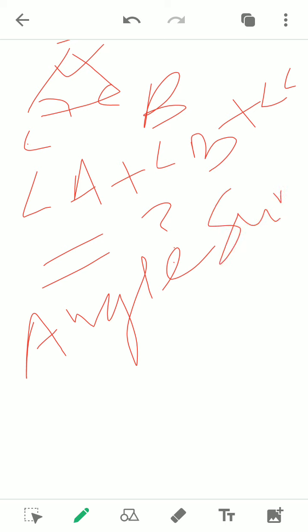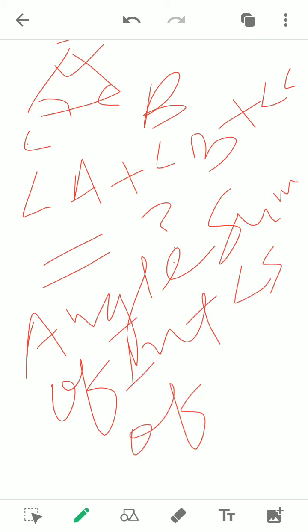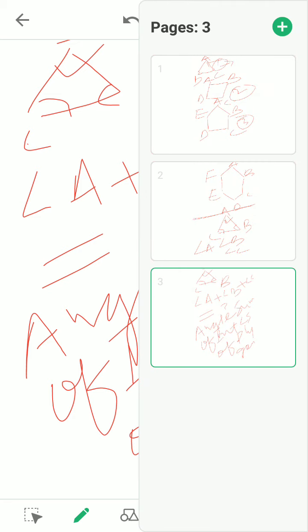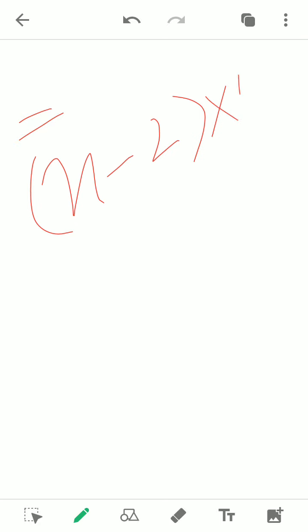So angle sum of interior angles of a polygon. There is a formula, it is always equal to (n minus 2) into 180 degrees. So 180 degrees, you remember over here it's 180 degrees.